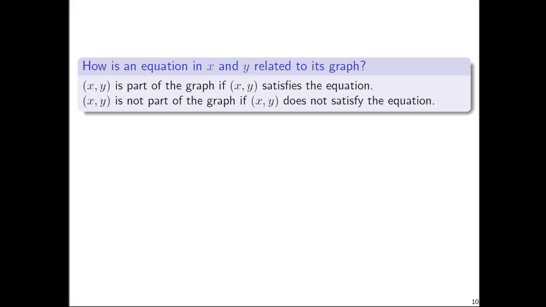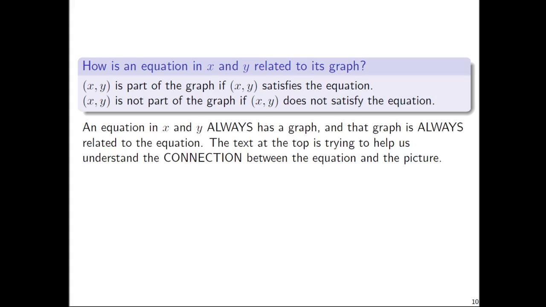Okay, so there it is again. An equation in x and y, just to try to clarify, always has a graph, and that graph is always related to the equation. The text here in the blue box is trying to help us understand what that connection really is. So you don't want to say something like the equation is unrelated to its graph. No, it's always related to its graph.